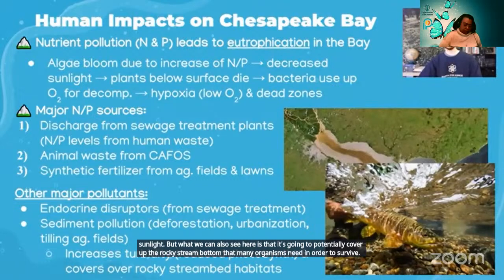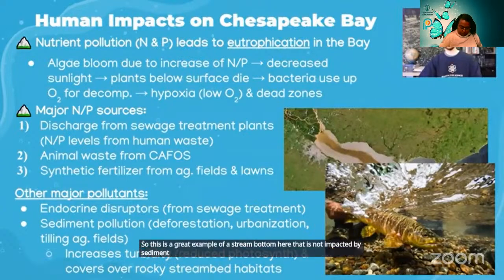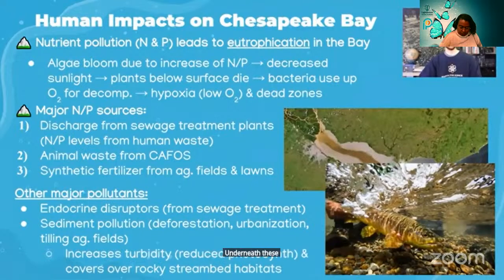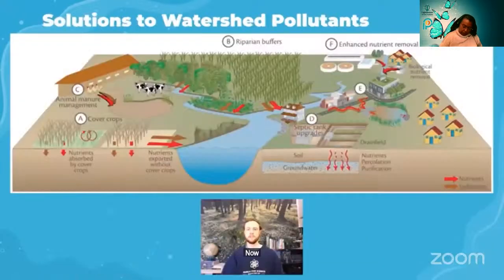So this is a great example of a stream bottom here that is not impacted by sediment pollution. You can see how there's all of these little crevices underneath these rocks where tiny crustaceans or other macroinvertebrates will live. But when we get a lot of sediment pollution, those habitats can basically be covered over by all of these sediments coming in. Now we'll take a look at some solutions to these pollutants entering bodies of water.